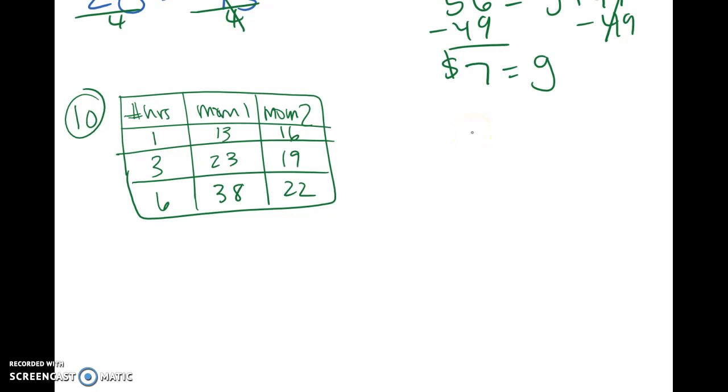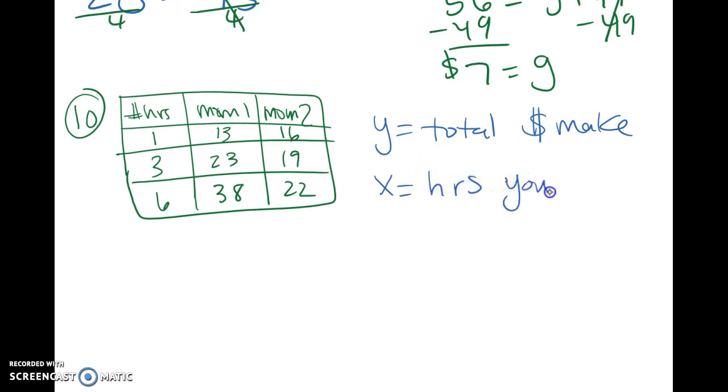Graphing. What do you mean? Plot all these points? Okay, so he's saying the hours you work to the money you get. So can we say that Y is the total money you make? And that would mean X is the hours you work. So in some sense, he's saying this is X, right? Because those are the hours you work. And this is Y for mom 1, right? And this would be the Y for mom 2.